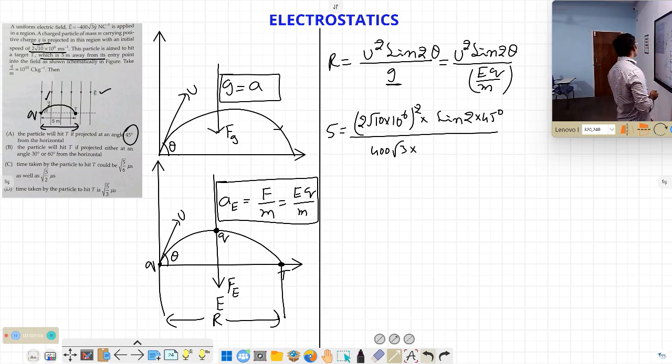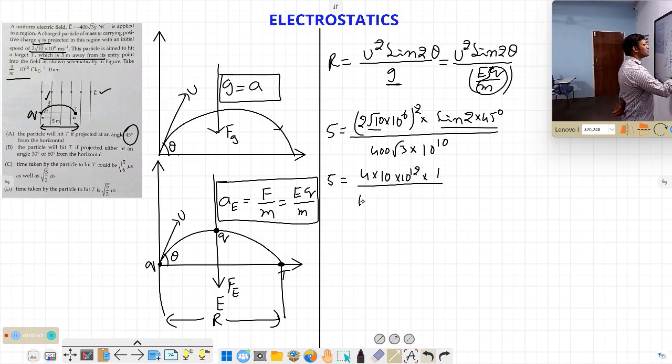No need to worry about it. And what is q by m? This q by m value is given very clearly in the question. Take it as 10 power 10. Now check whether both the values are equal or not. If the right side is equal to the left side, then we can say the particle is going to hit the target exactly there. If you observe, this is 4 into root 10 whole square, nothing but 10, into 10 power 12 into sine 90, which is 1, by 400 root 3 into 10 power 10.